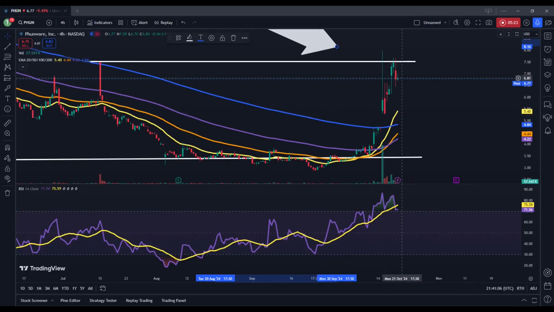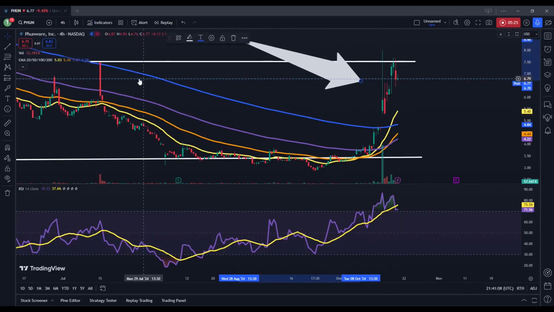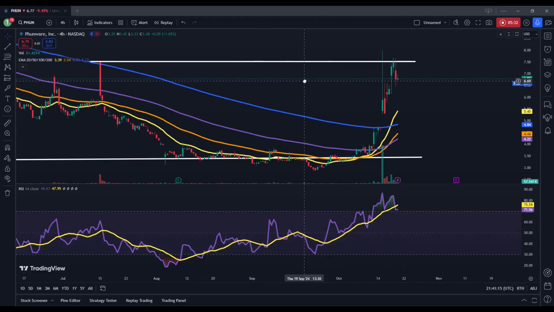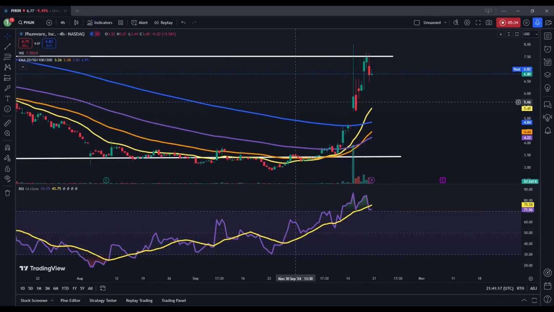We are starting to see some selling pressure in this area, so it does look like the market is paying attention to this prior resistance, and we do need to figure out where the stock would be likely to find its footing and possibly start to move higher.